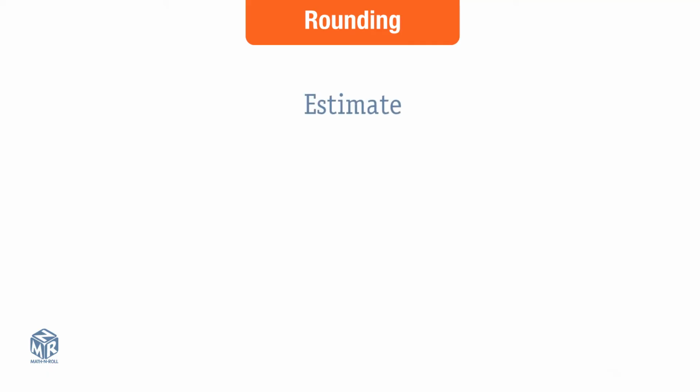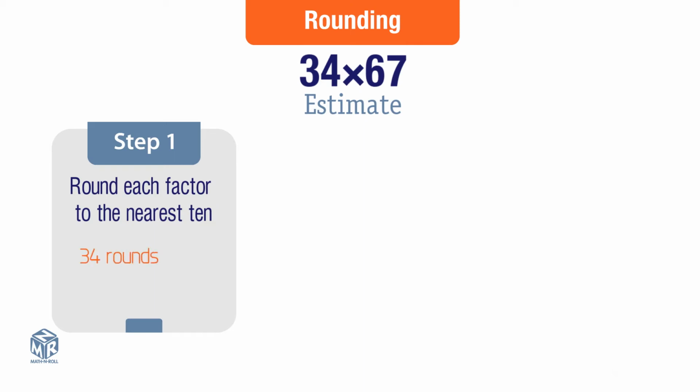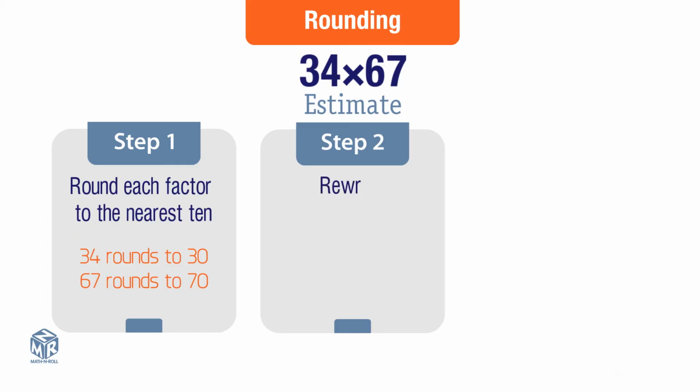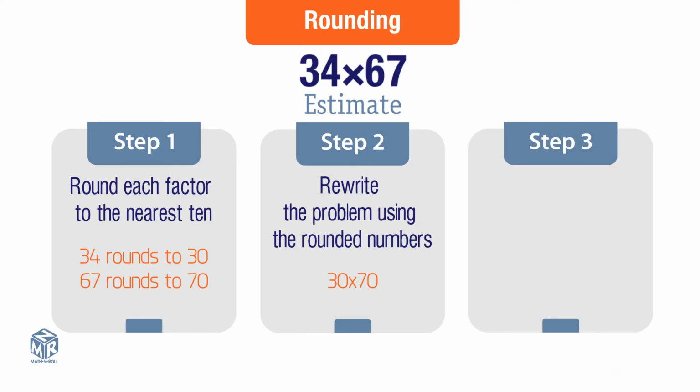Let's estimate 34 times 67 by rounding. Step 1. Round each factor to the nearest 10. 34 rounds to 30. 67 rounds to 70 because 7 is greater than or more than 5. Step 2. Rewrite the problem using the rounded numbers. 30 times 70.